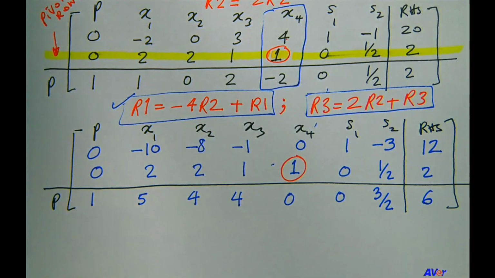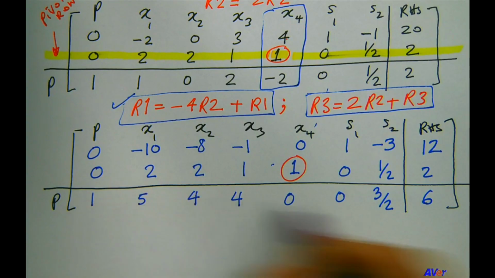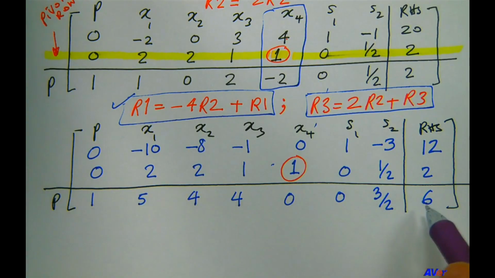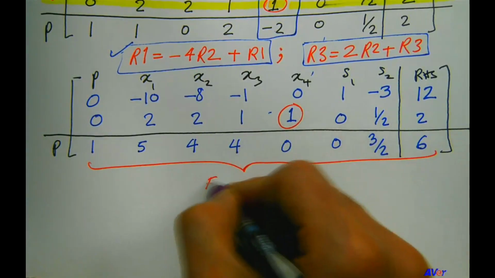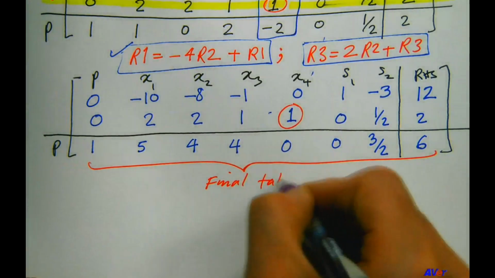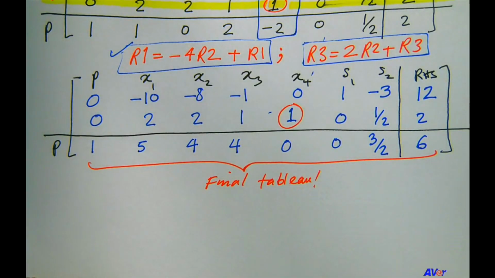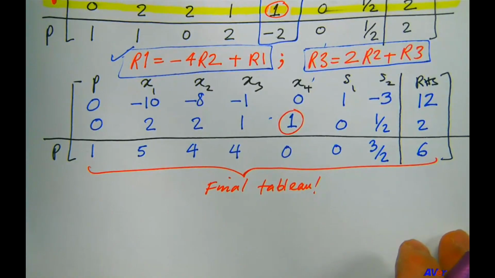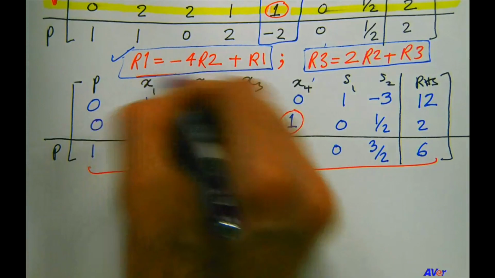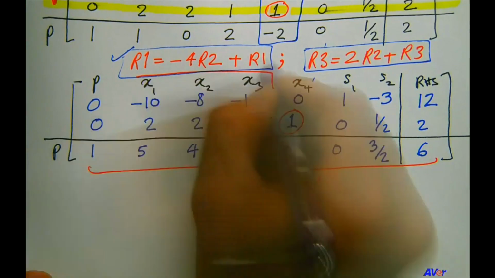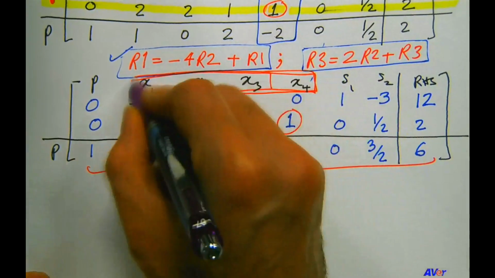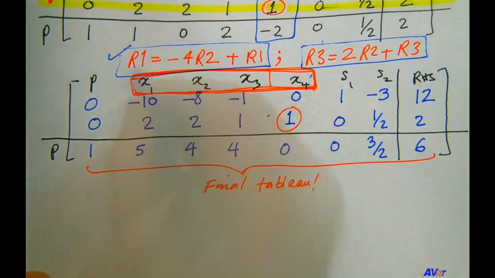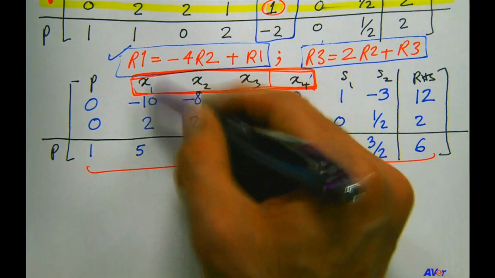So, are we done? We are done, because all the numbers in the objective row are positive. So this is in fact our final tableau. Okay, so we're going to be able to read the solution of the maximum problem from these columns.